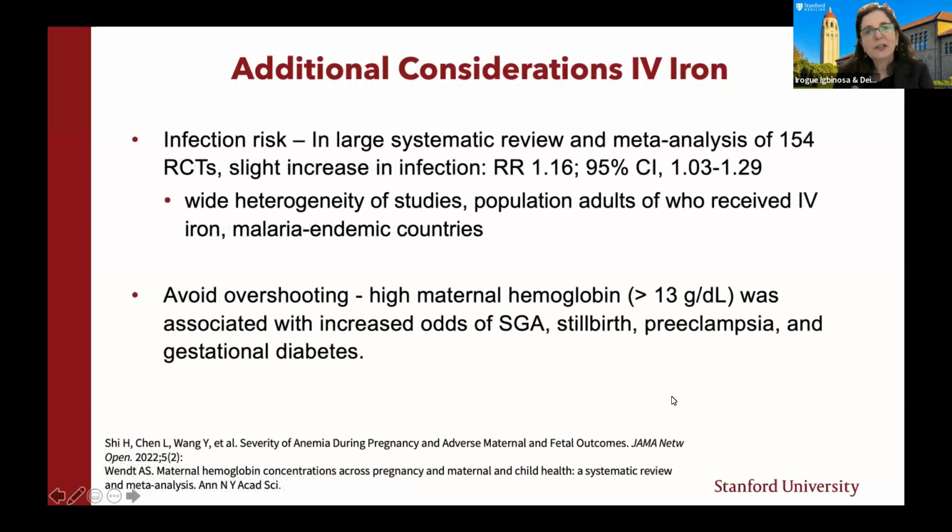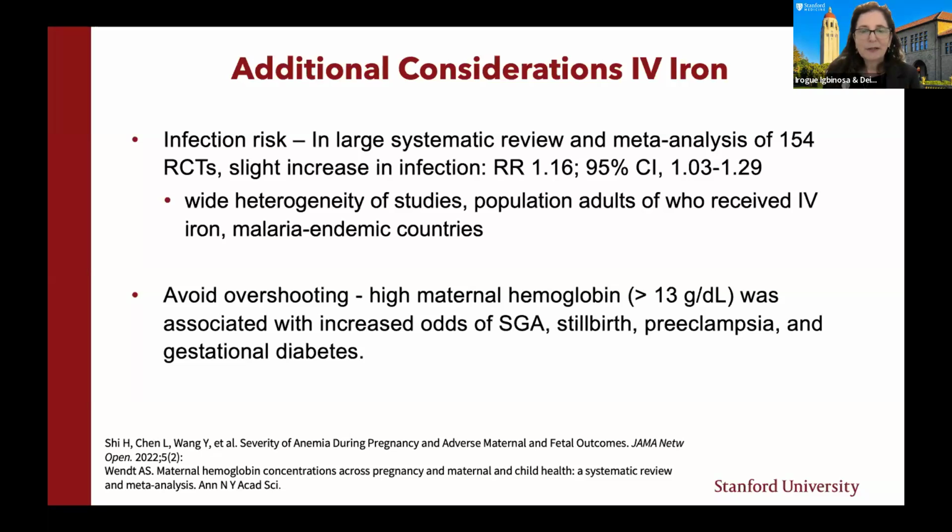Some additional considerations: there has been a small, but it looks like real, increase in the risk of infection with IV iron. In a very large systematic review and meta-analysis of 154 randomized controlled trials, there was about a 16% increased risk of infection. I think it's important to note that there is wide heterogeneity in these studies. These are populations of adults who received IV iron in a lot of different conditions, many not pregnant. And many of these were in malaria endemic countries, and they may not be completely transferable to what we see here.